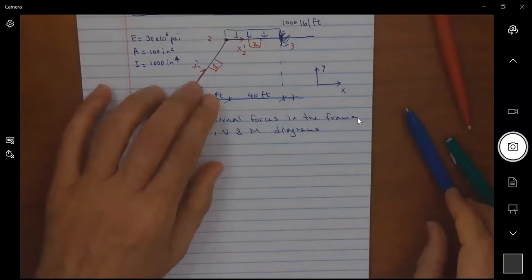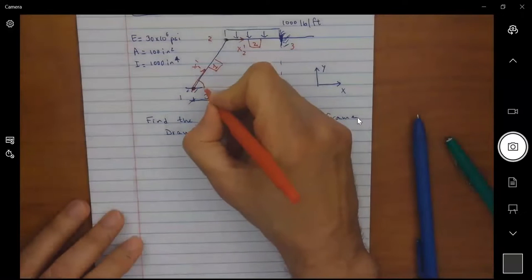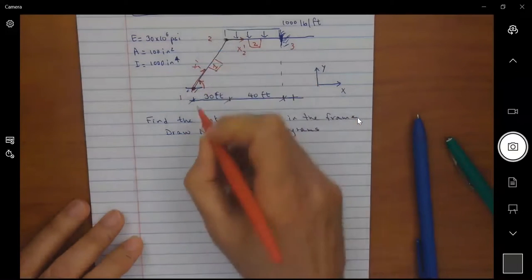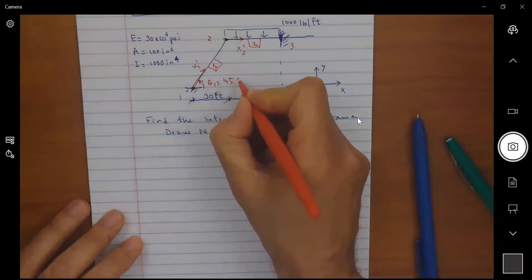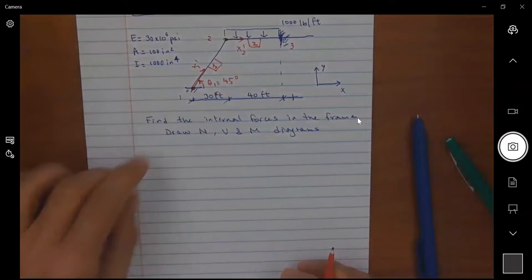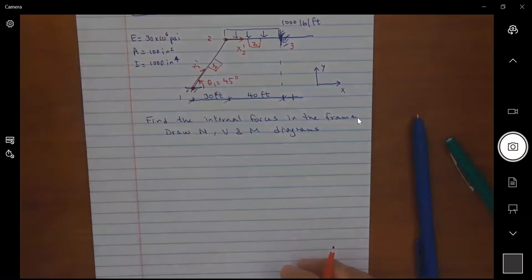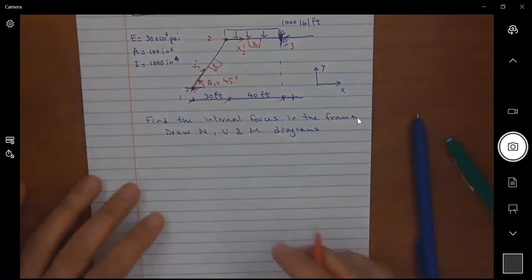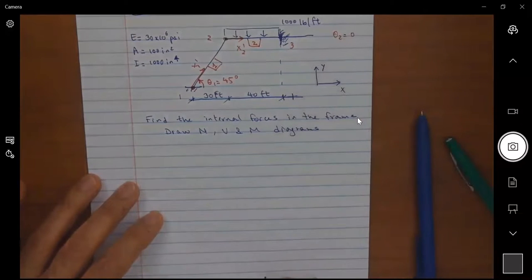Now, why is this important? Because this will help me identify this angle. So for element one, theta one is equal to 45 degrees. Sorry, I forgot to write it. I said it, but I never wrote it. So that's theta one. For element two, theta two is zero, right?